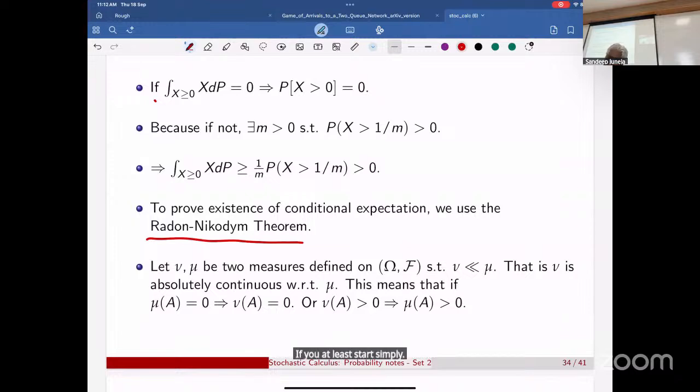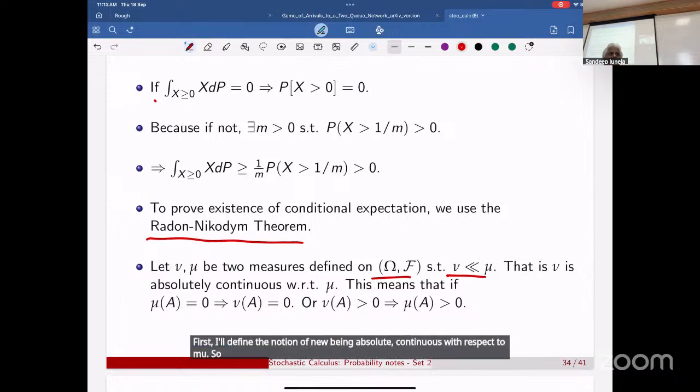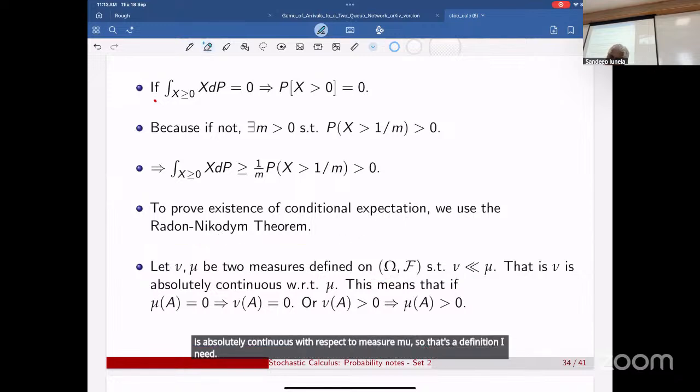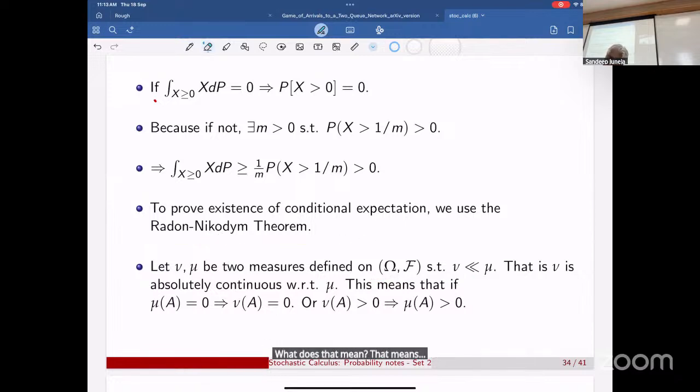So I give you this space omega, F. First, I'll define the notion of nu being absolutely continuous with respect to mu. So measure nu is absolutely continuous with respect to measure mu. That's a definition I need. What does that mean? That means if mu of A is equal to 0, then nu of A must be 0.